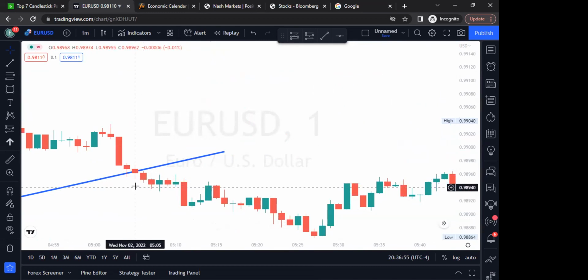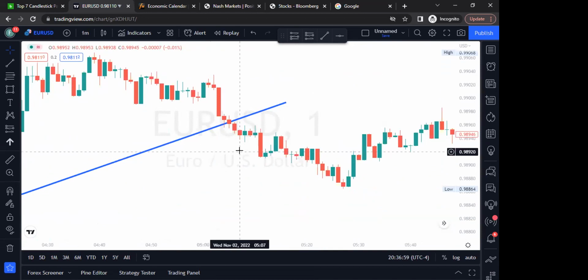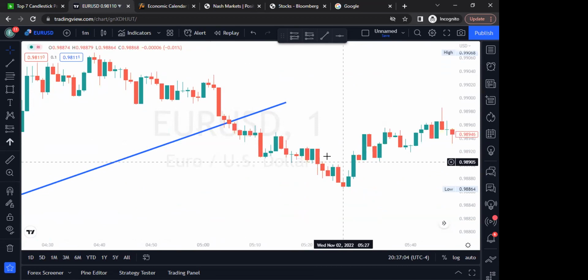But this one is a 1 minute chart, so it's going to be hard to catch it if you're not looking at it. Every 60 seconds, we get a whole new candle.